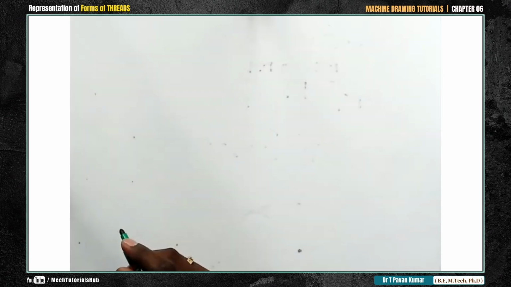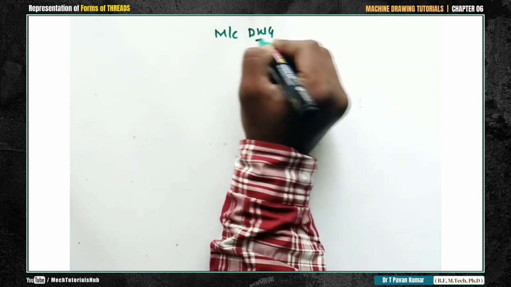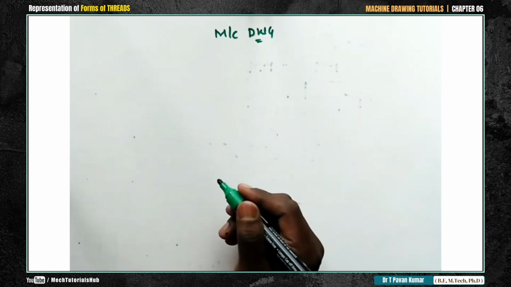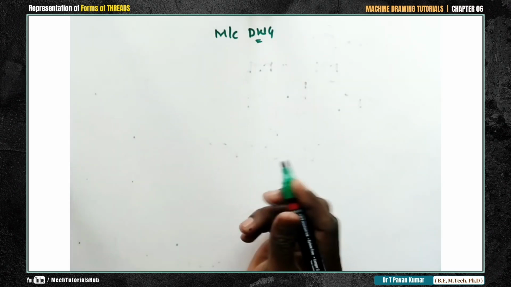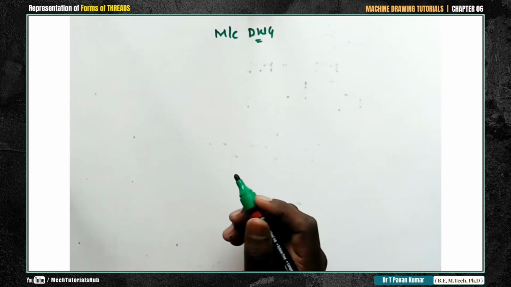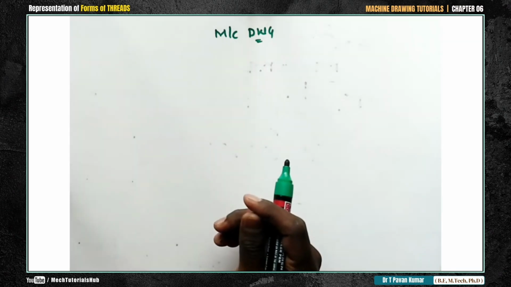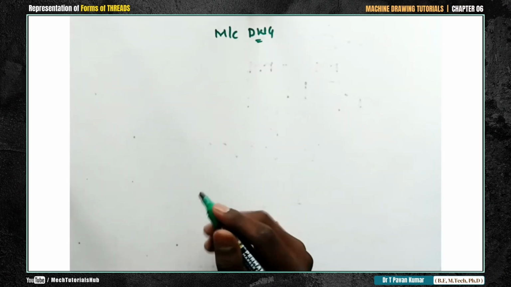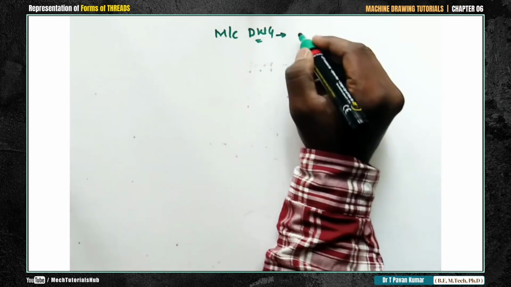Hello friends, in today's video lecture of machine drawing, we'll focus on forms of threads. There are many types of threads like V-sharp, Whitworth, square thread, Acme thread, buttress thread. Here, the specifications are standard and need to be remembered for your examination. Now the topic is forms of threads.